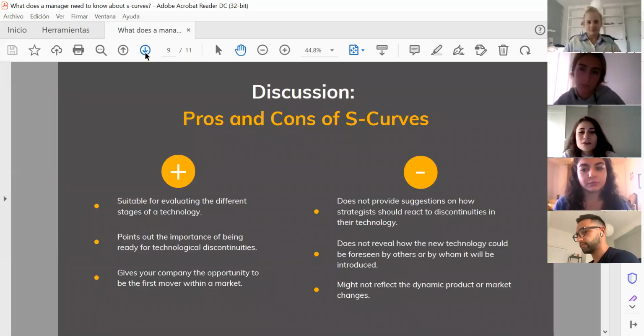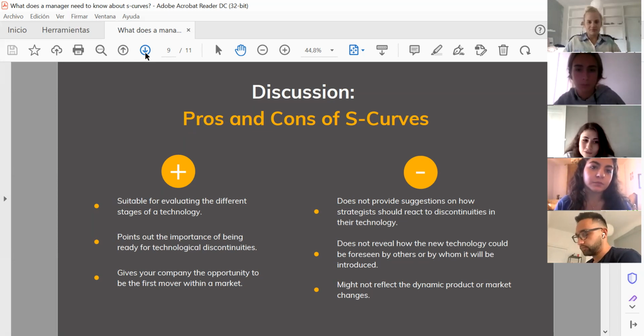Okay, so thank you all. So in this slide, I will talk about the advantages and the disadvantages of the S-curve. So the first advantage is that it is suitable for evaluating the different stages of a technology, and of course, it shows the importance of being prepared for technological discontinuance, and it gives your company the opportunity to be the first to move in a market.